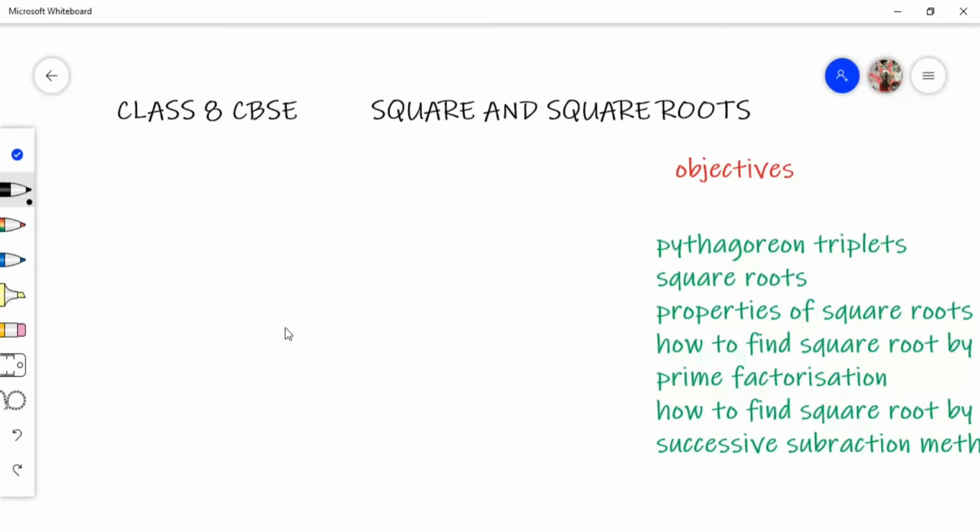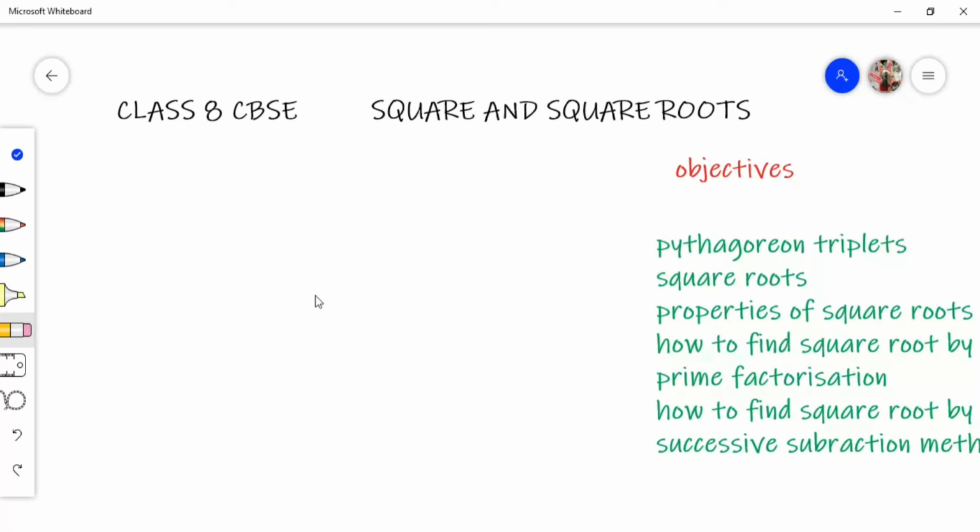Then the fourth property is that negative numbers have no square roots. For example, -2 will not have a square root, -4 will not have a square root. All the negative numbers would not have square roots. Understood? In the set of natural numbers, they wouldn't have.